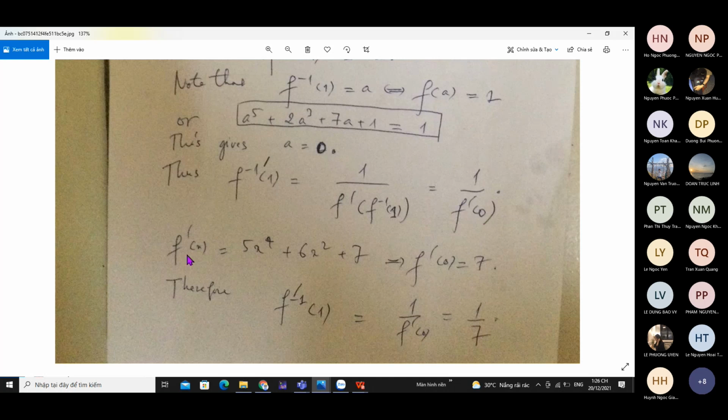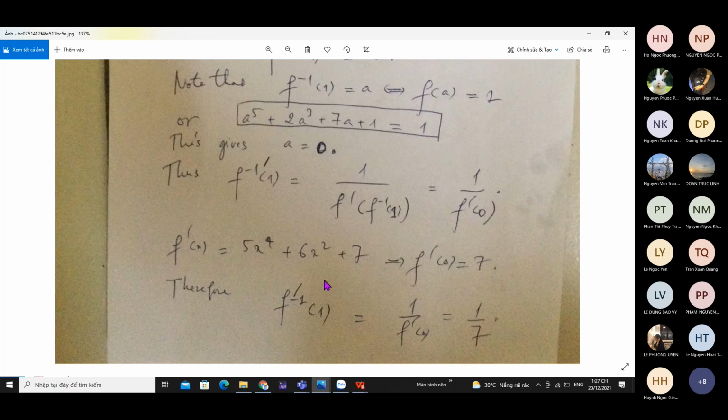You got f prime of x already. You can evaluate f prime of 0 easily. Just replace x with 0, you have got 7. So the derivative of f inverse at 1 equals 1 over 7. The key thing here is we have to determine f inverse of 1. Suppose that f inverse of 1 equals a. Then by definition, f of a equals 1. And as you can see, clearly when a equals 0, you have got f of a equals 1, right?